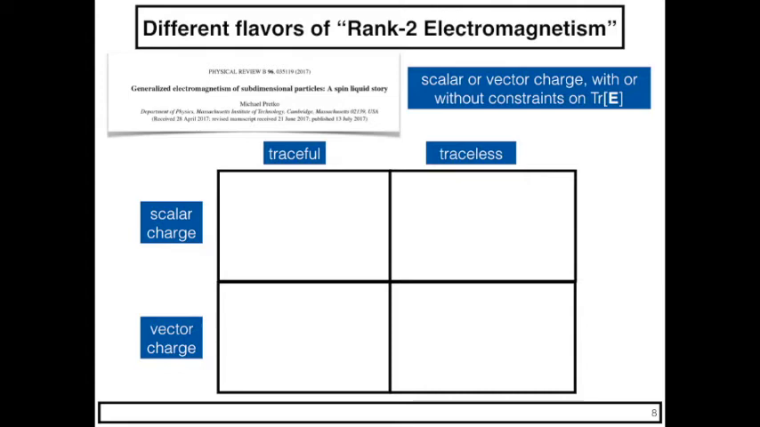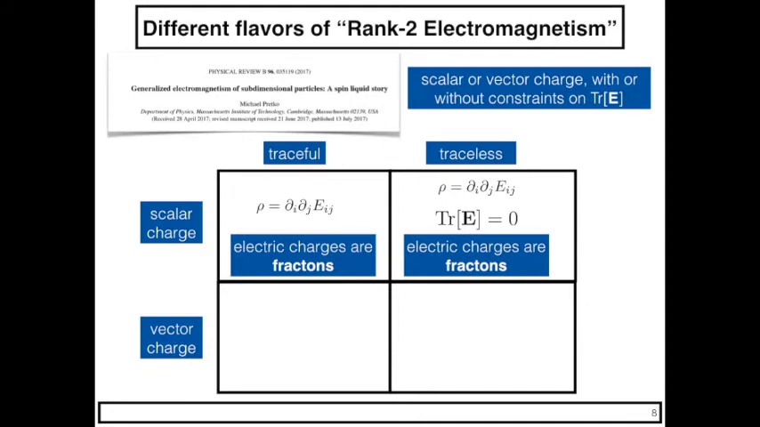So, for example, we can have the case I just showed you, which would be called the traceful scalar charge case, in which electric charges would indeed be fractons. We could also have the same thing, but with an additional constraint that the trace of E vanishes, in which case the charges are still fractons.